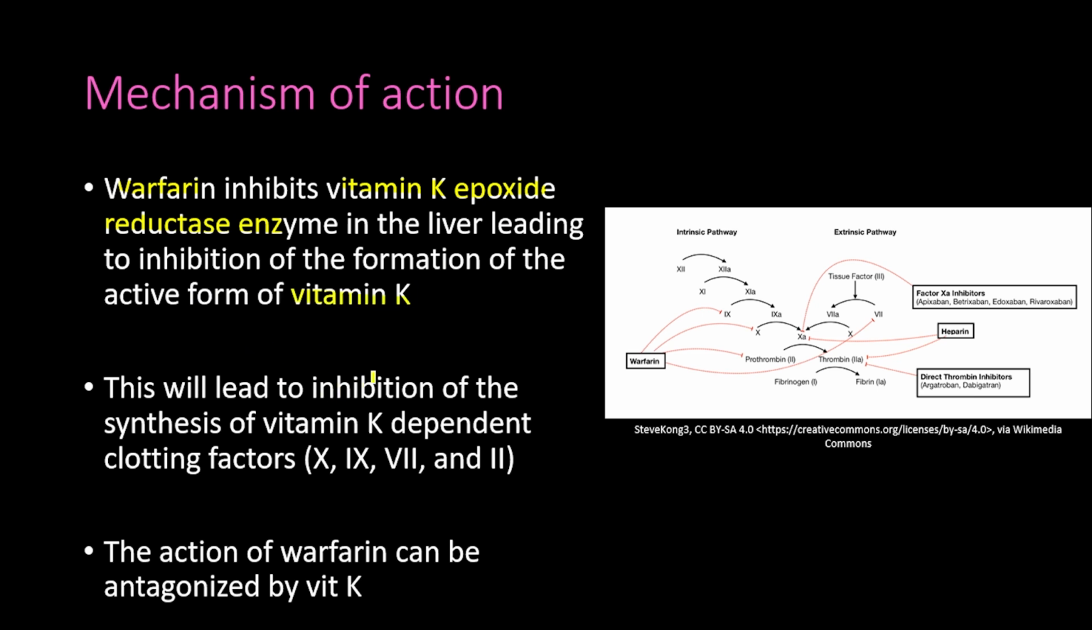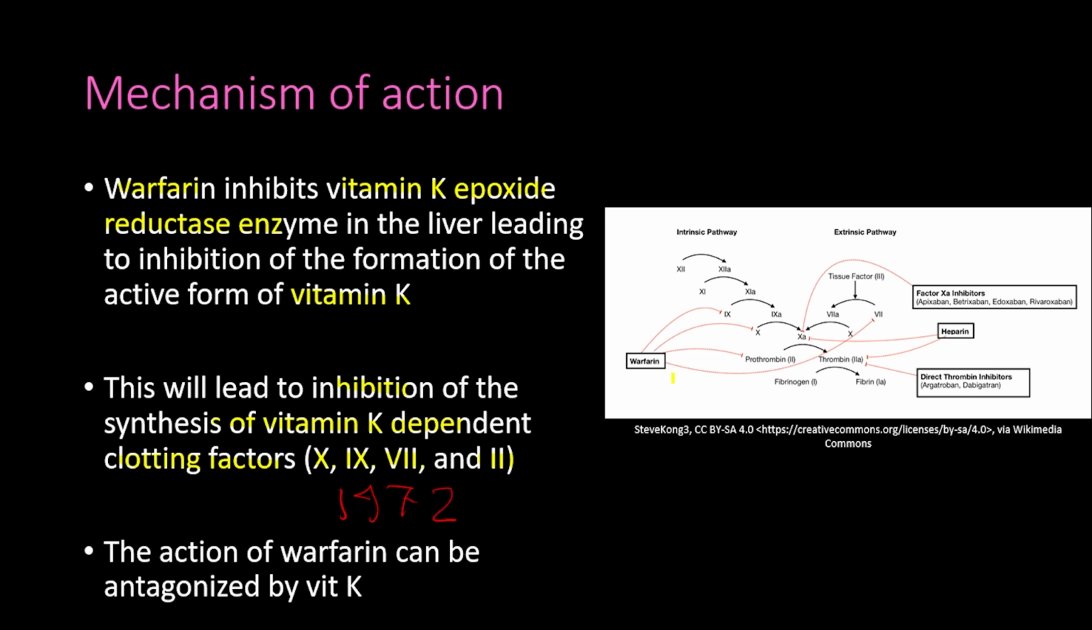So when the warfarin inhibits the formation of the active form of the vitamin K, this will lead to inhibition of the synthesis of the vitamin K dependent clotting factors. And the vitamin K dependent clotting factors include factor 10, factor 9, factor 7, and factor 2. They are collected in the numbers 1972 to make it easier to remember.